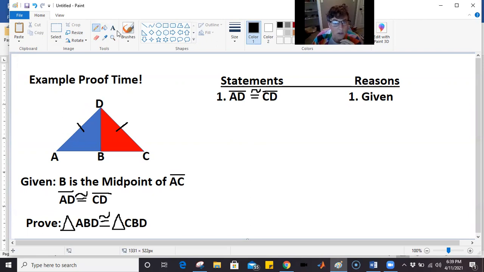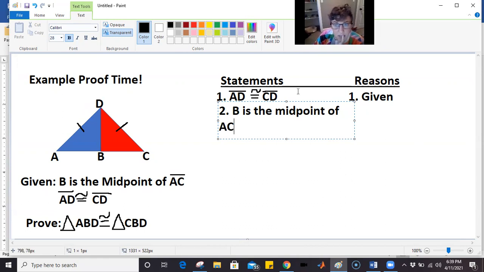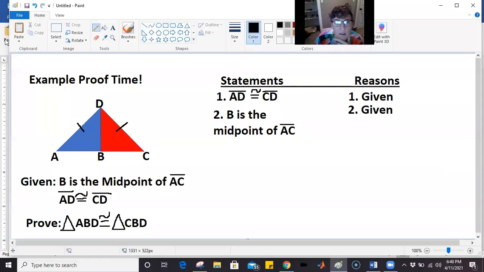Okay, great. We're also given some more information: B is the midpoint of segment AC. That's also true because it is given. So how do we use that second one, that B is the midpoint of AC?